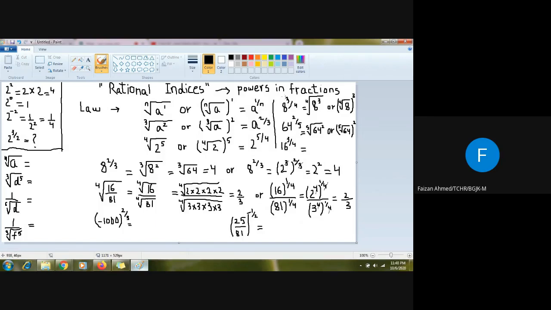So this is 8 to the power 3 upon 4. So this 4 will be the fourth root, will come outside the root sign like this, and then this 3 will come into the power of 8. Or I can also write it by using a bracket. The fourth root of 8 and the 3 will be outside the bracket. So basically this is just a reverse of this law.